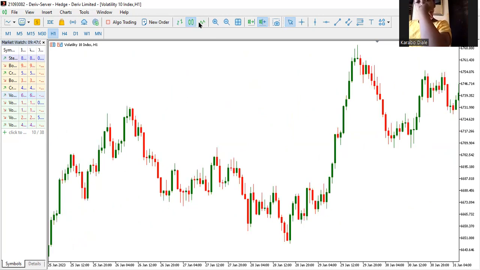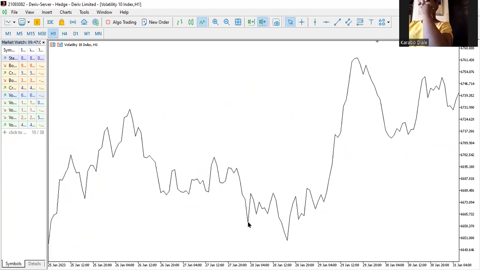Let's go to a line chart. We almost had a head and shoulder here. This is the left shoulder. This is the head. This is the right shoulder. Here is the neckline.